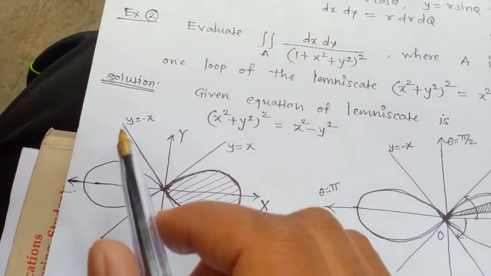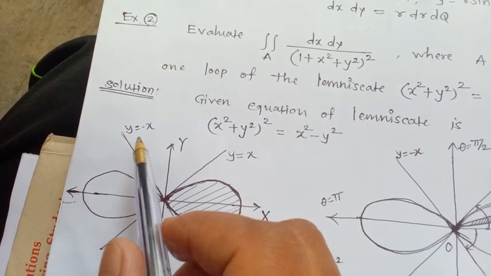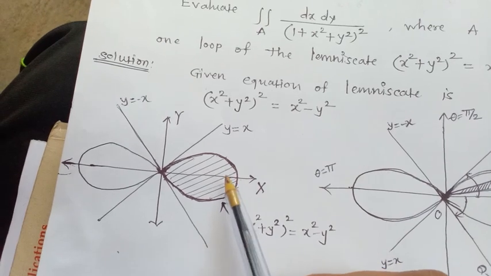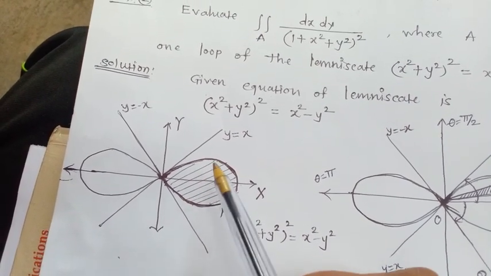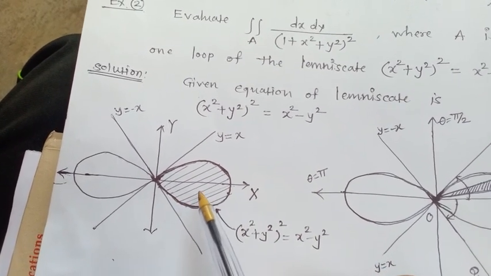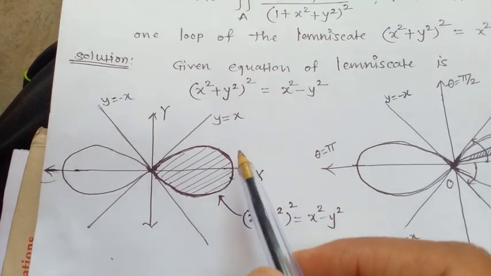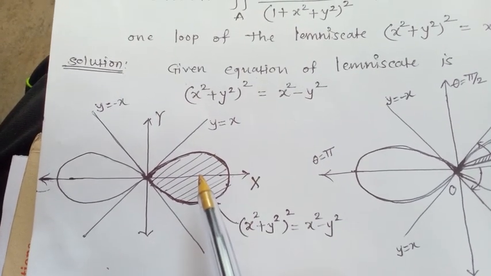Also here there are two lines passing through the origin. One is y equals x and another is y equals minus x. Therefore our region of integration is the shaded region. That means we have to find the double integral over this one loop. But before that, we have to convert our given Cartesian coordinate system into the polar coordinate system.